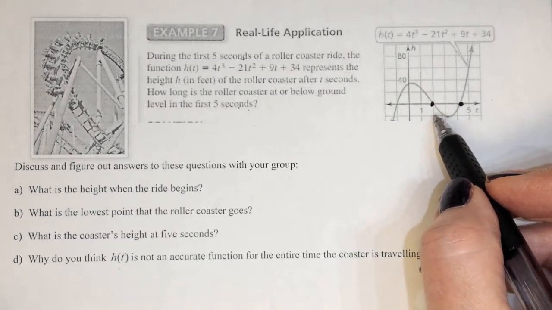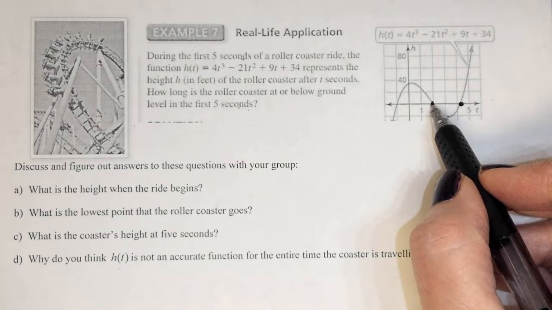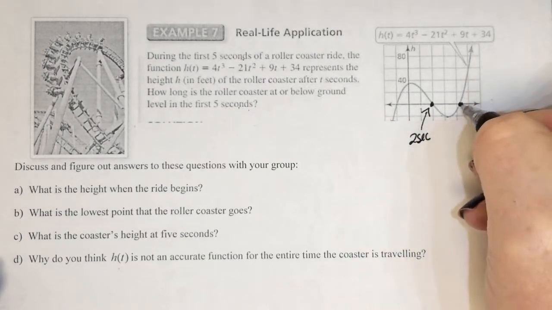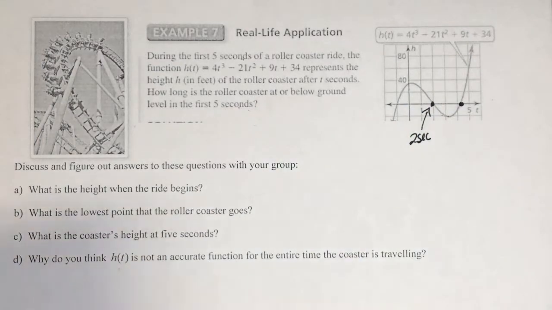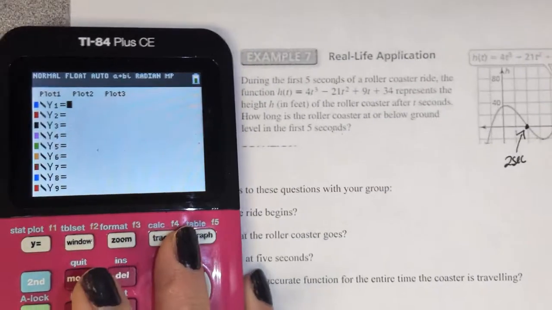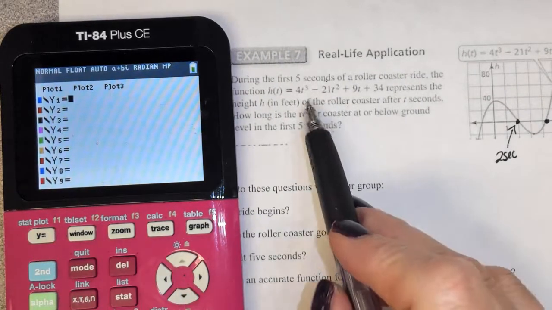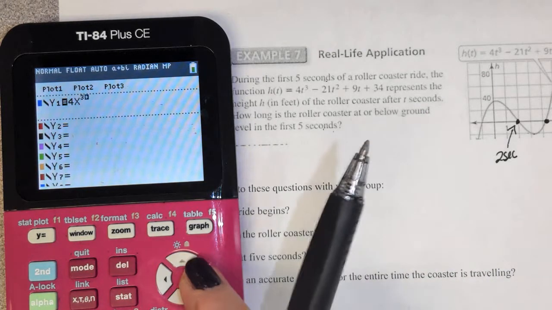How can I figure that out? Do I know what this value is here? How many seconds that is? 2 seconds, right? I can just see that. How can I find out what this point is exactly? I can't do it unless I have a calculator. This is called a zero. So I'm going to go to my calculator. You guys do this too.